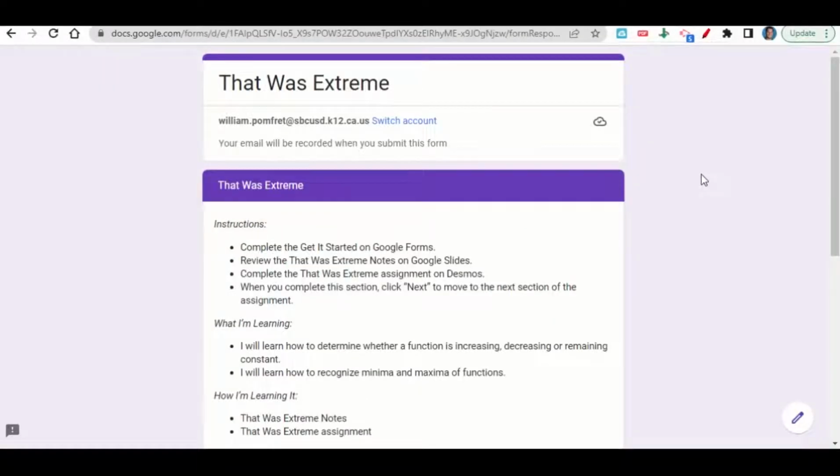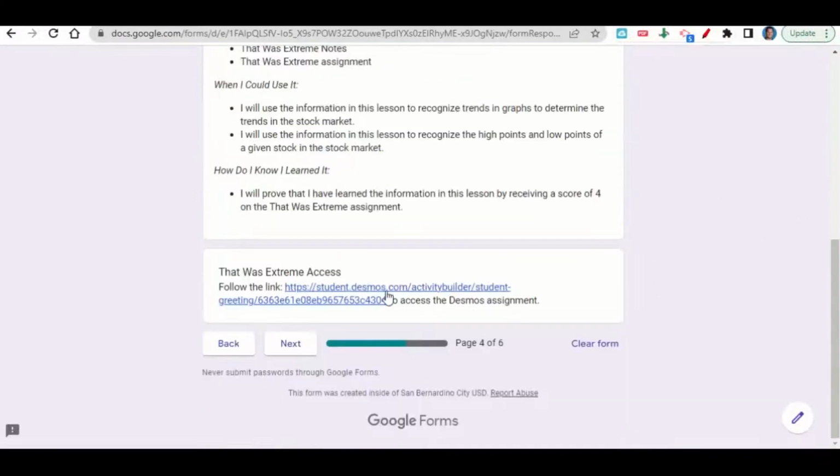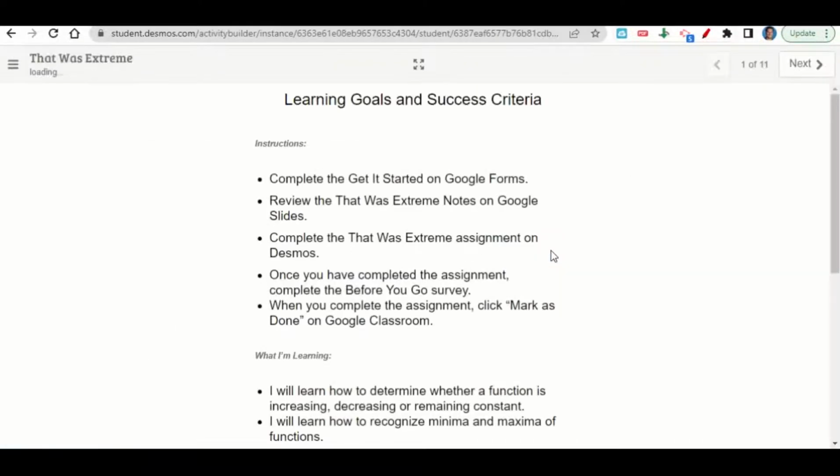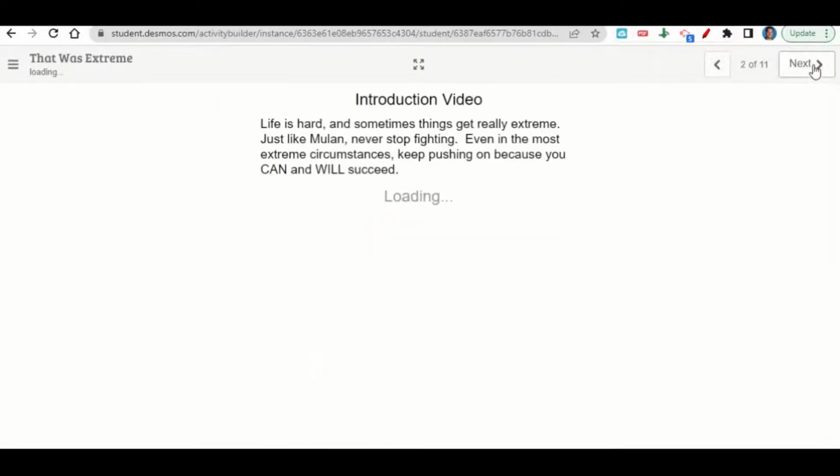Let's take a look now at the That Was Extreme assignment. The assignment begins with the learning goals and success criteria. If we scroll down, there's a link here to take you to the Desmos activity. Go ahead and click on that link, and it should take you to a page that looks like this. We'll go ahead and click Start the Activity. The assignment begins with the learning goals and success criteria. We'll go ahead and click Next.